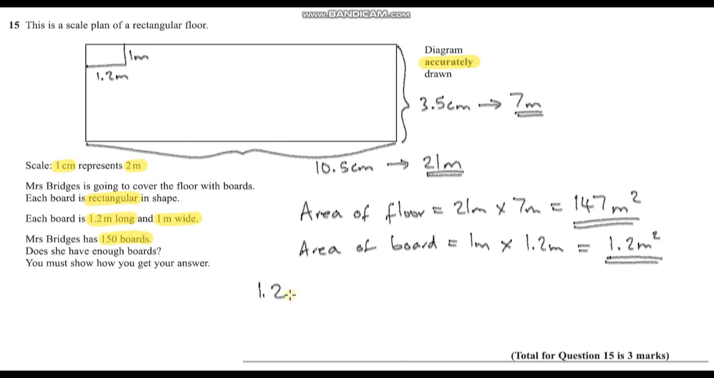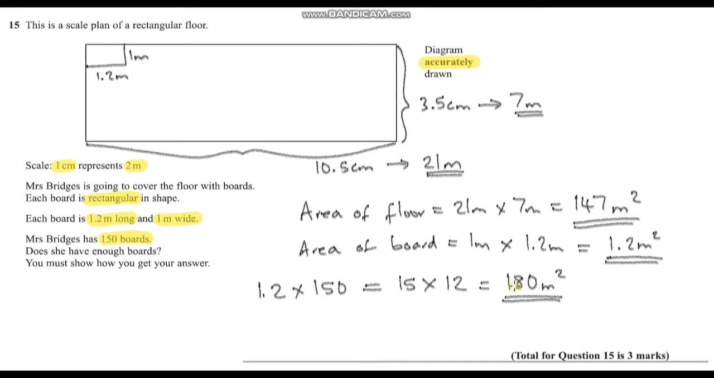So we're going to do 1.2 times 150. Well, that is exactly the same as doing 15 times 12. And 15 times 12, 15 times 10 is 150. 15 times 2 is 30. And then 150 plus 30 is 180. So that's 180 meters squared.